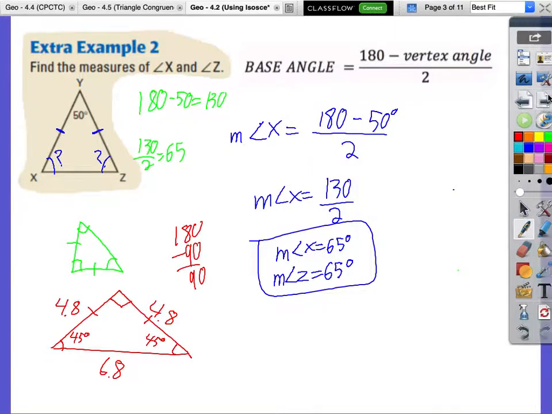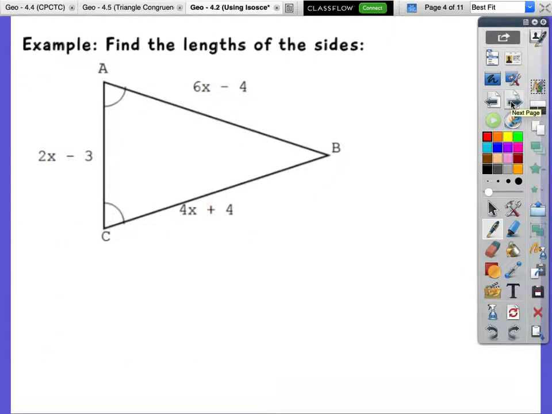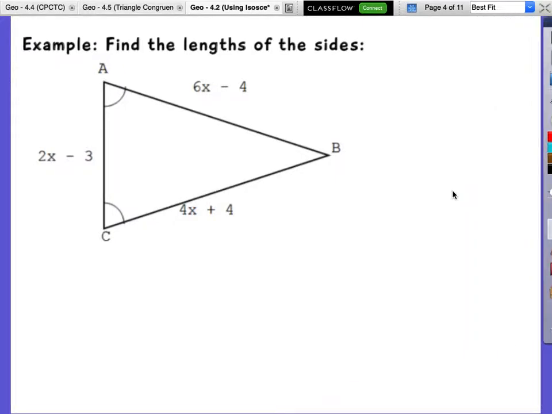Okay, we're going to go to the one right below this, where it says find the lengths of the sides. Okay? Find the lengths of these sides. So let's start this one out. Okay, let's take a second. Let's kind of look at this. Let's just ponder over what we might be able to do. So look at your own sheet and ponder over what you might be able to do, okay? So I want you to take a second and do that, please.